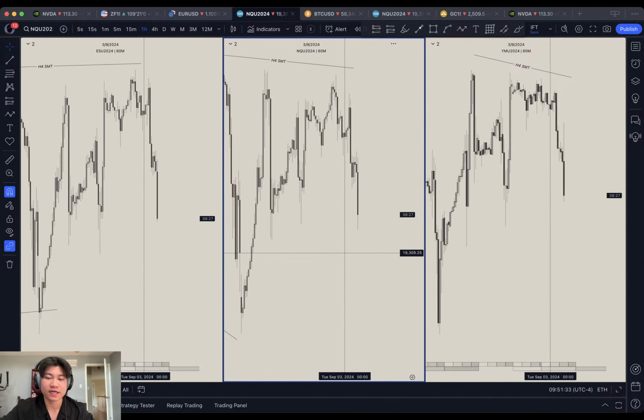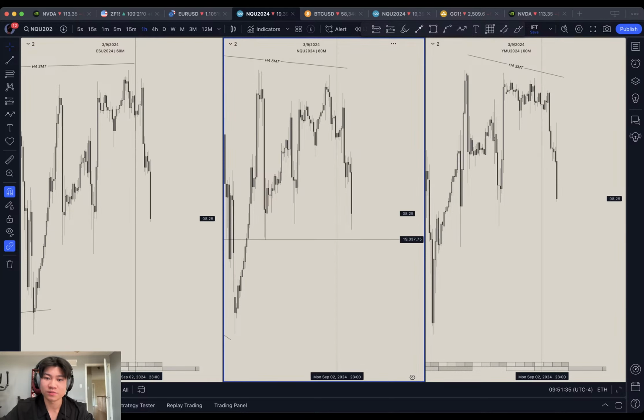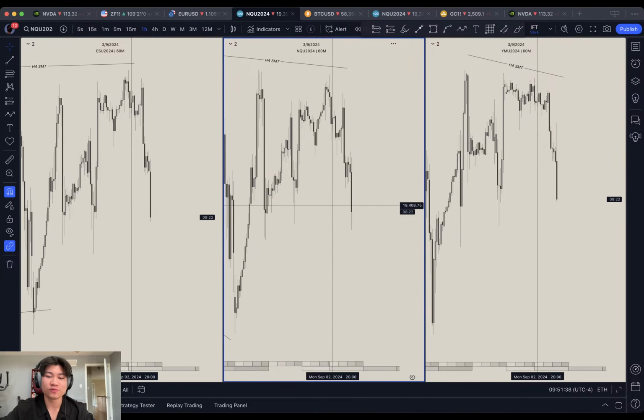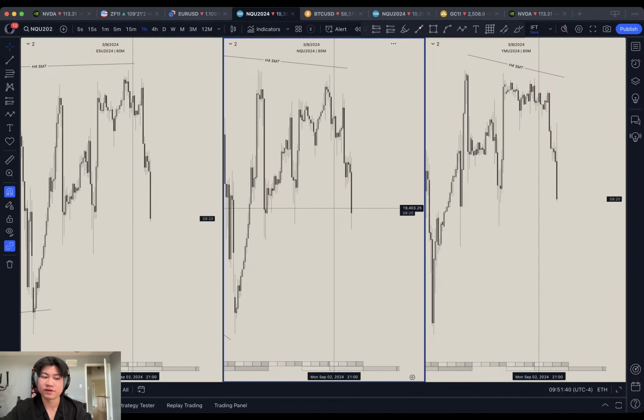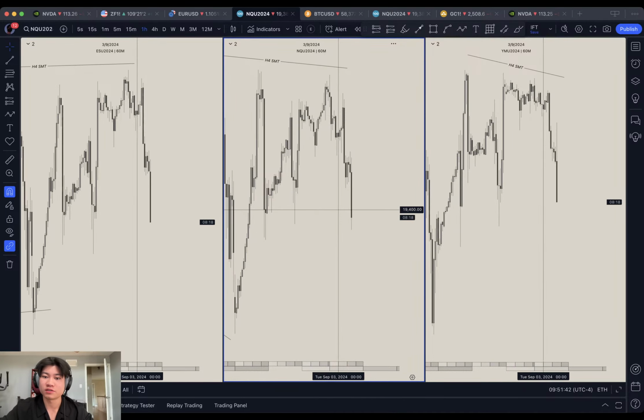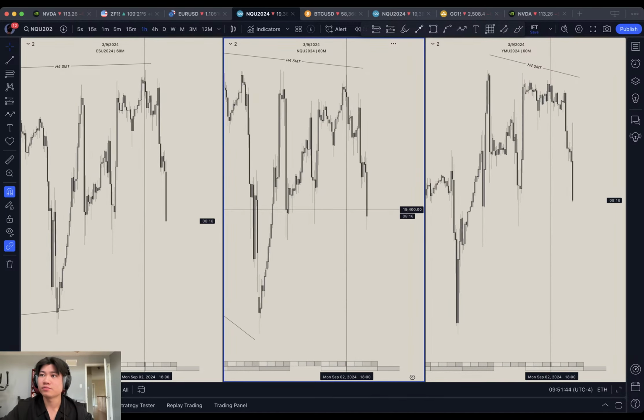If I were to enter, it has to be on an SMT. That's pretty much my rule of thumb. The reason I do that is because SMT is the start and end of every trend. Then I might as well just catch the start and end of every trend, or try to at least.